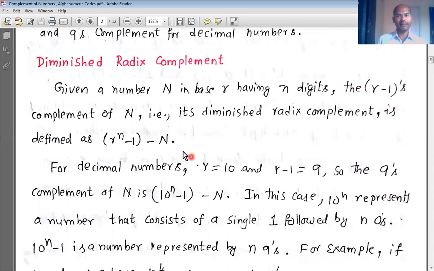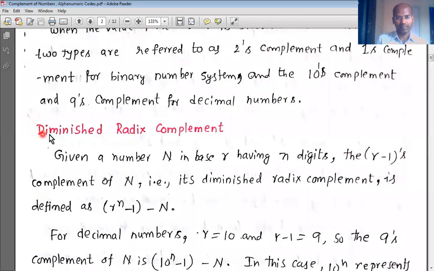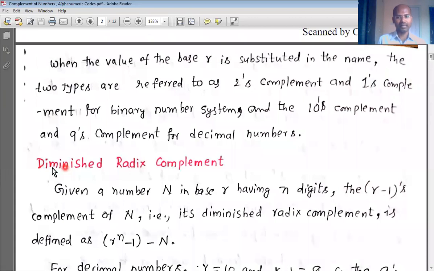Now let's see, these complements are called R's complement. Just now we said R's complement and R minus 1's complement. R minus 1's complement is also called diminished radix complement. Radix means base. Diminished means one less, right? Diminished complement means R minus 1 complement.